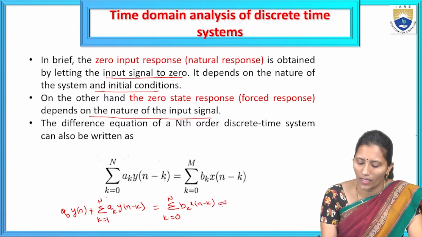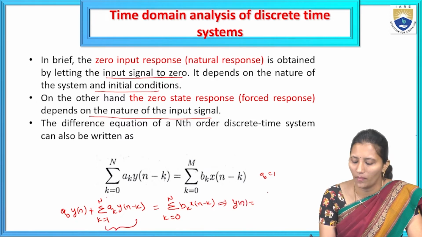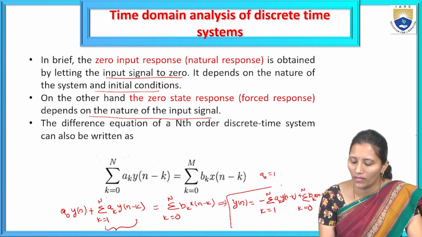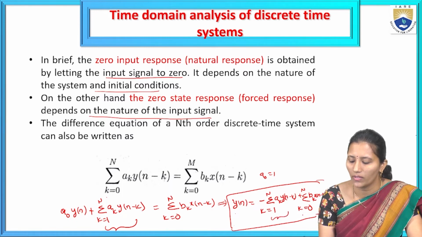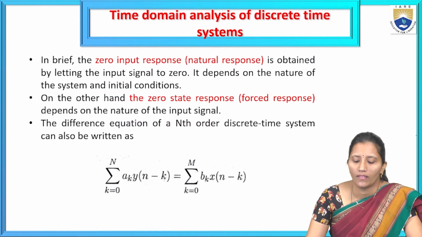So we are taking a0 equal to 1. So y of n we can write as, if we take this term to the right side, y of n is equal to minus sigma k equal to 1 to N a_k y of n minus k plus sigma k equal to 0 to M b_k x of n minus k. So in a general Nth order difference equation, the output depends on the past outputs as well as the present input and past inputs.